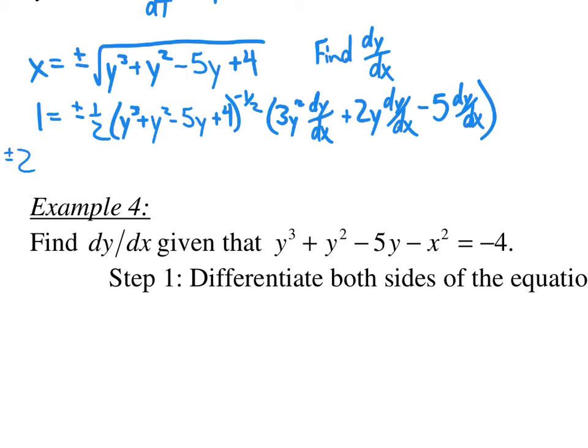2 radical y cubed plus y squared minus 5y plus 4. Okay, and that's going to equal the part that's left over, which all those parts have a dy dx in them. So I'm going to factor that out. You guys see what I've done there? I took all of this and I multiplied to get it over to this other side, and then these three terms all had the dy dx in them, so I factored it out.